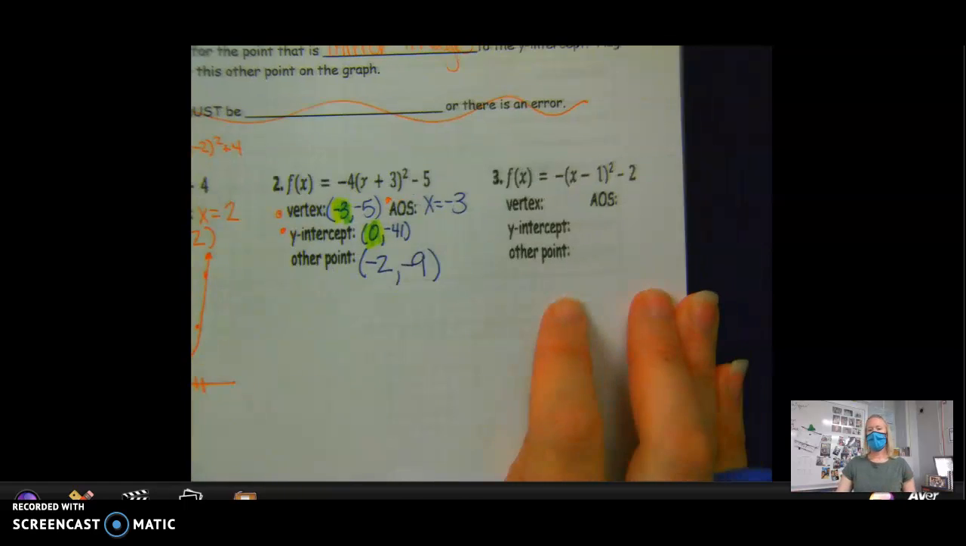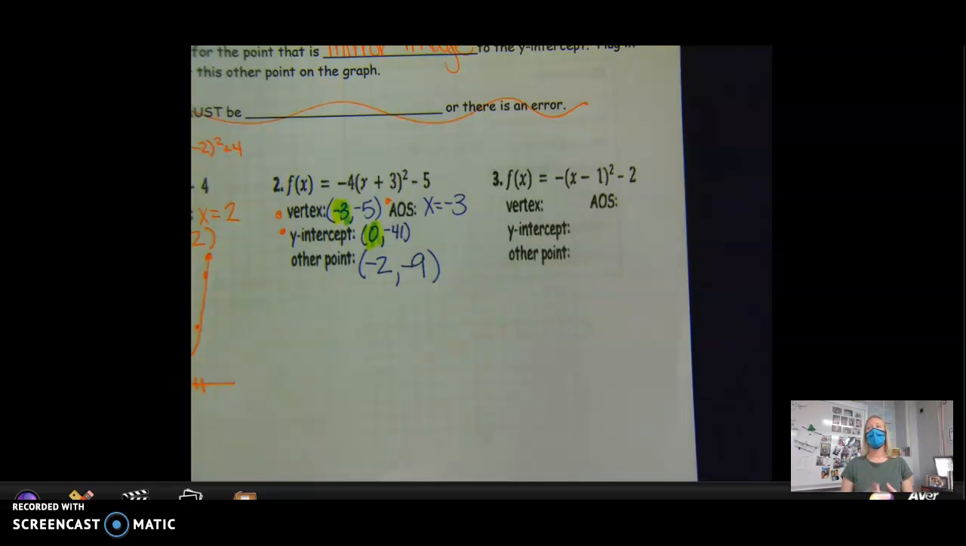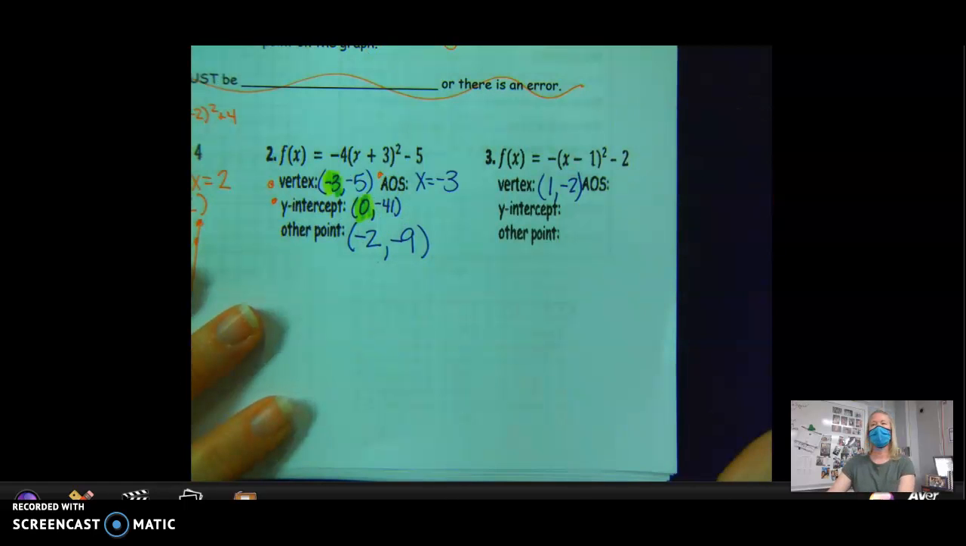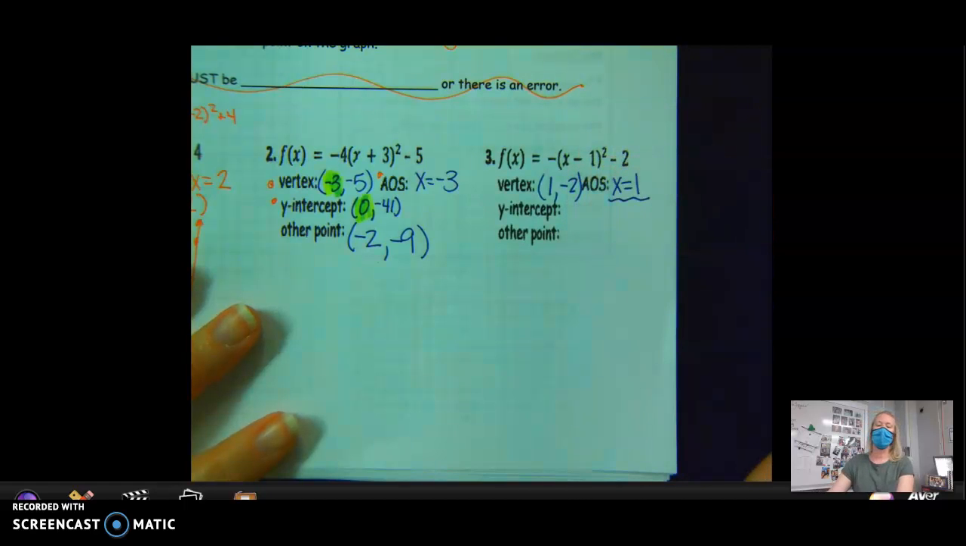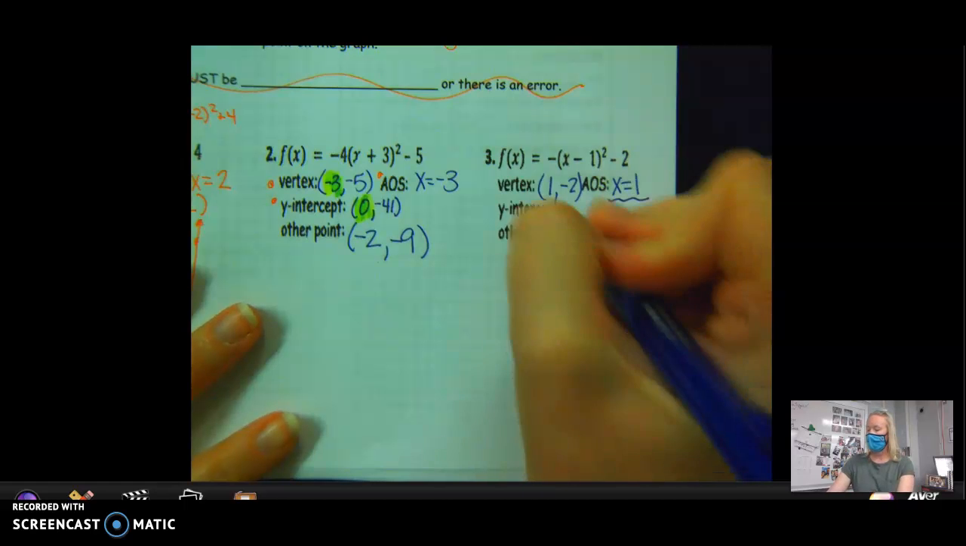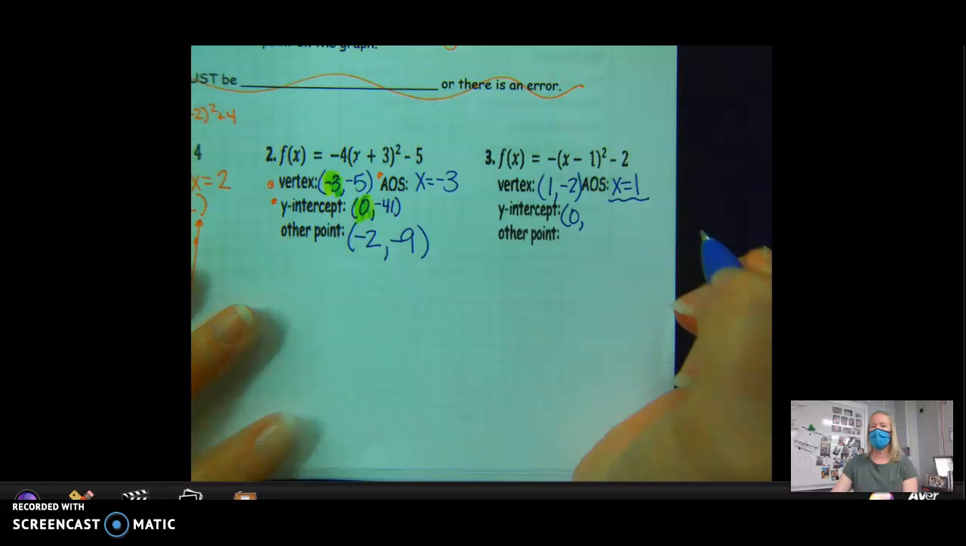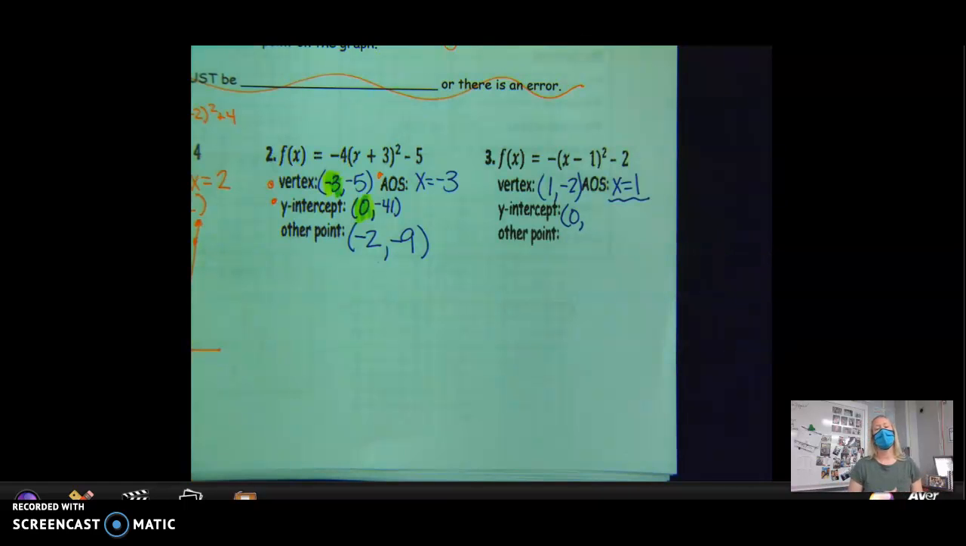I want you to try all of 3 on your own. Find the vertex, find the AOS, find the y-intercept, and find one other point. -2. What's your AOS at then? x equals 1. Guys, remember when you put that answer into Schoology, you have to put the x equals with it, right? No spaces. Your y-intercept is when you plug in 0 for x. So if I plug in 0 for x, what do I get for my y value? -3 is correct.